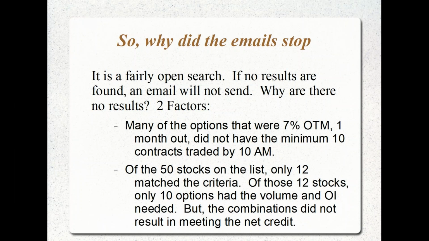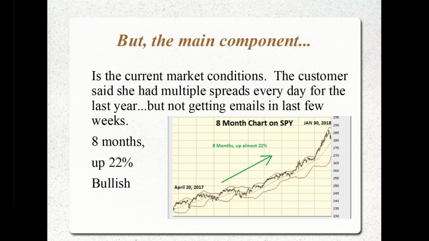Now, of the 50 stocks on the list, there were only 12 that matched the stock criteria for the broker recommendation and earnings per share growth. And this morning at 10 a.m., of course, and later in the day, of the 12 stocks that matched that in the list, only 10 total options on the 12 stocks had the volume and open interest needed. But the combinations of those options that had it, if they were on the same stock, did not result in meeting the net credit that she was looking for. They were 29 cents, even for a 1 month out bull put spread. They were smaller credits. So that's some of the factors, but the main component is the current market conditions.